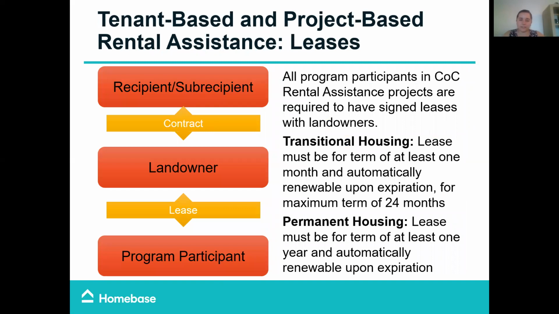As compared to leasing projects, in rental assistance projects, participants lease directly with landlords. Similar to leasing projects, these leases may vary in length and standards depending on whether the housing is transitional or permanent. Transitional housing leases need to be for at least 1 month and automatically renew for up to 24 months. Permanent housing leases need to be for at least 1 year and automatically renew.